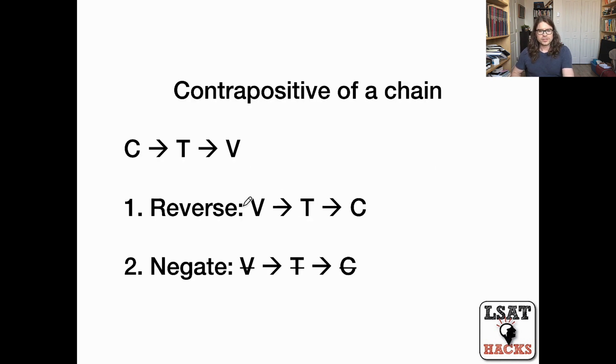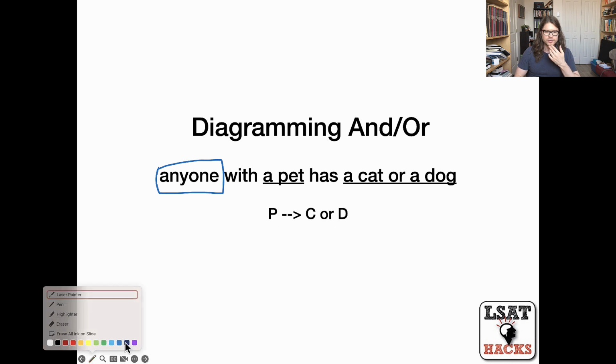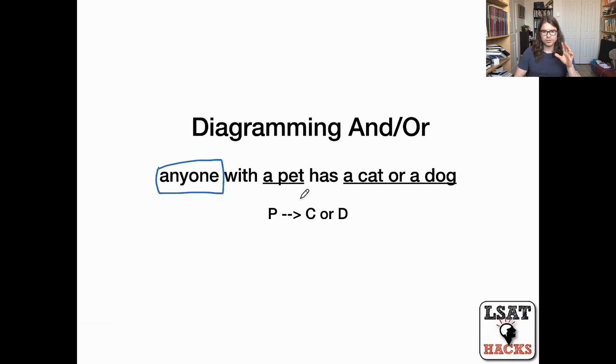Okay, there's other stuff you can diagram. You can diagram the word and or. So if I say anyone, there's our indicator, with a pet has a cat or a dog, then what this means, and here's another thing, by the way. On the LSAT, you have to take the stuff they tell you as true. They'll often tell you that in the question. So we know in real life, you can have a pet that's not a cat or a dog. You can have a bunny rabbit. You can have a fish. But if you assume this statement is true, anyone with a pet has a cat or a dog, then what this tells you is if I have a pet, then I need to have at least one of these two things or both of them.